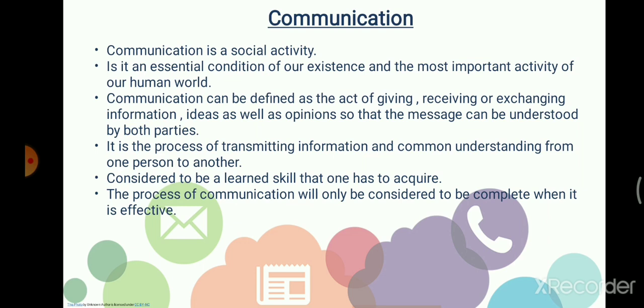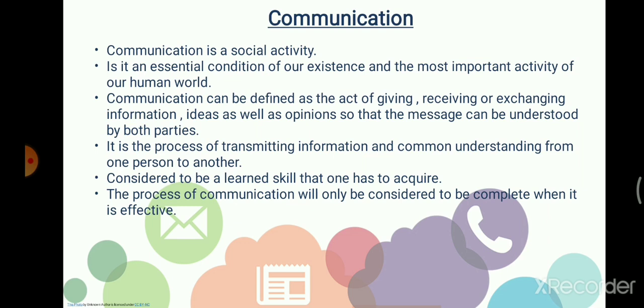Another important thing to note is that it is a learned skill that one has to acquire. It's not something which is inherent. People are not born with the skill of communication. They have the ability to talk, but the skill of communication is something that you work on, grow, and nurture over a period of time.